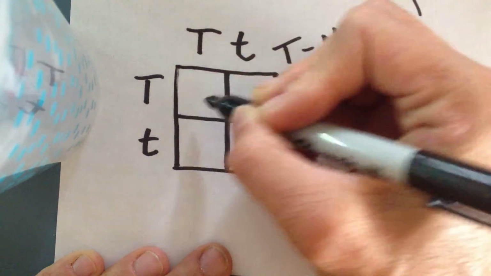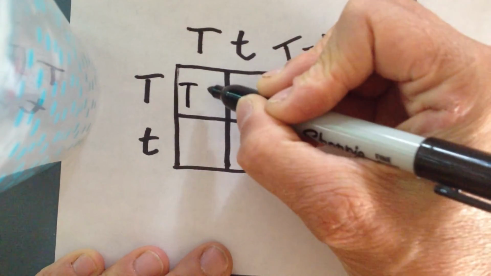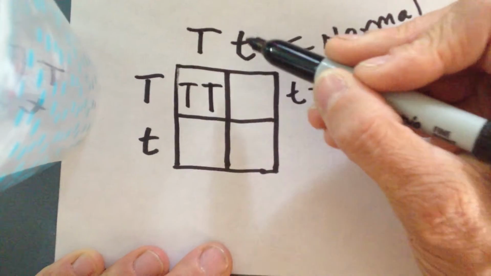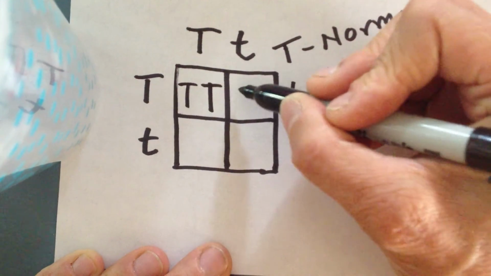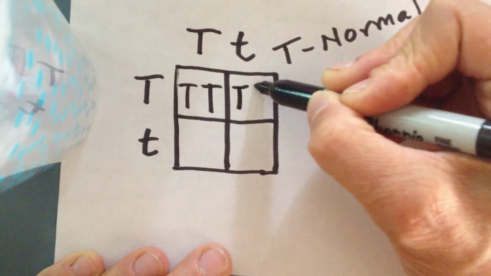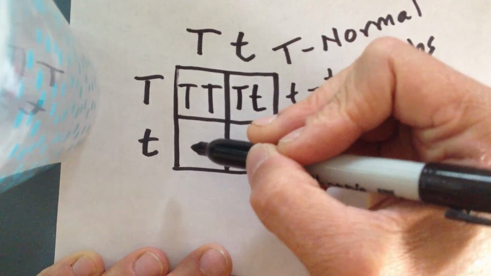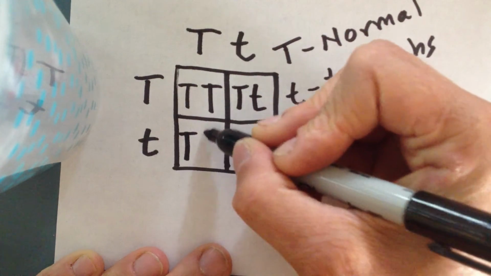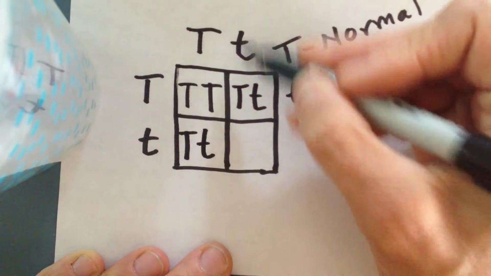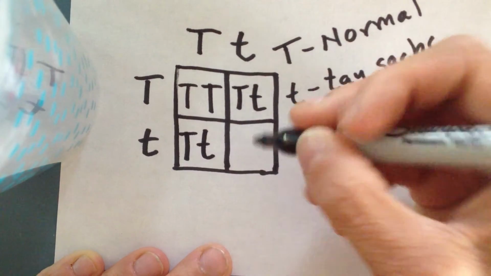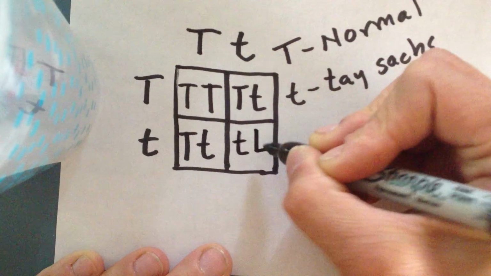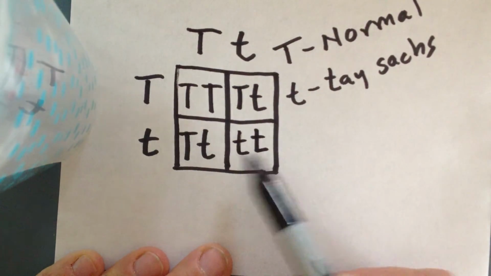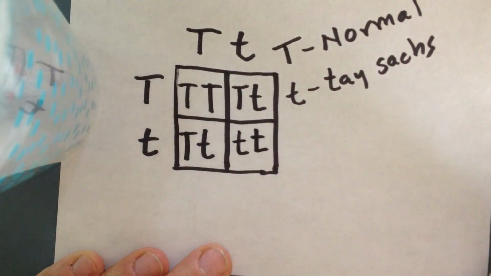So let's cross these, and we have big T, because in this square we're getting a big T and a big T. Over here we're getting one big T from this parent, one little t from this parent. Same thing down here. This time the big T is coming from this parent up here and the little t from the parent here. And then in the last square we're going to transcribe little t, because half the time this parent's going to give a little t, half the time big T, and so on and so forth.